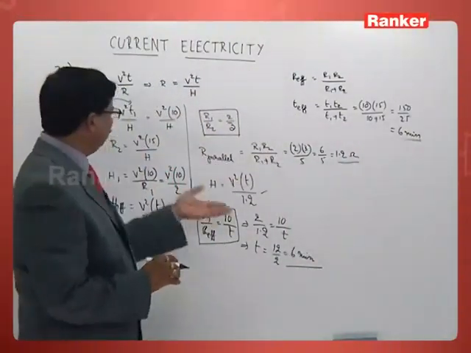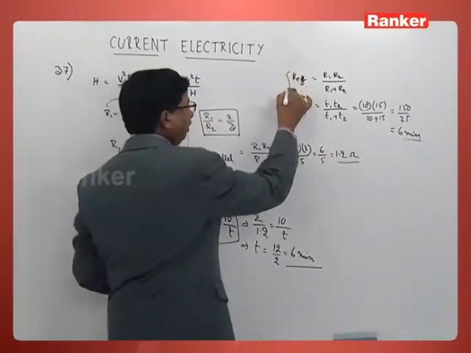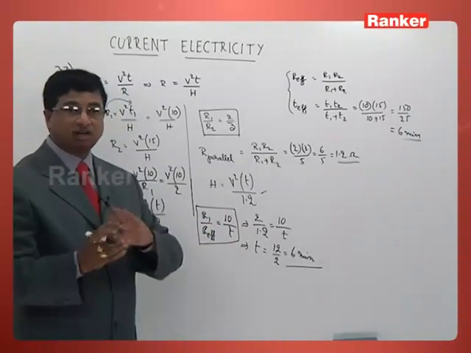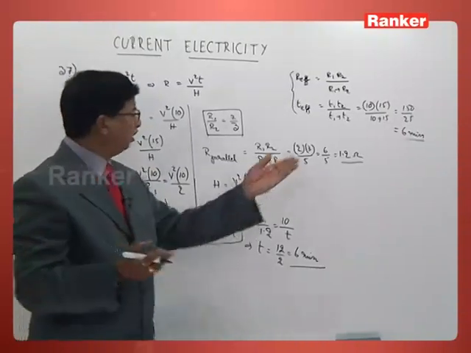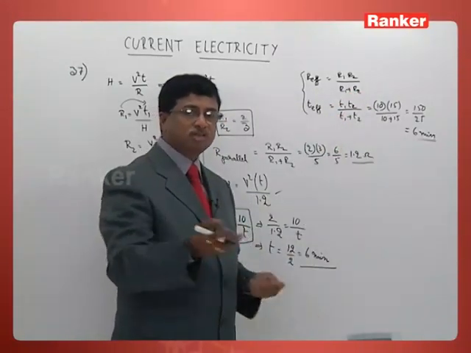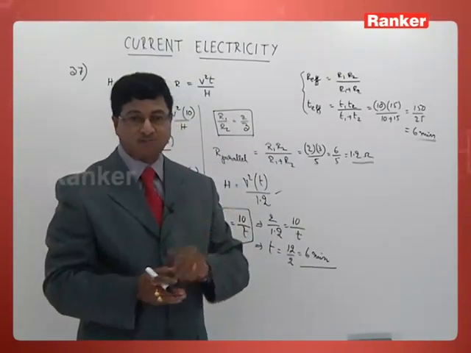So you need not even do this much. Straight away also you can do it. Remember, this is the shortcut for this type of model. Suppose they say they are connected in series, then write here R1 plus R2, and here you write T1 plus T2. How much will it be now? 10 plus 15. It will be 25 minutes.